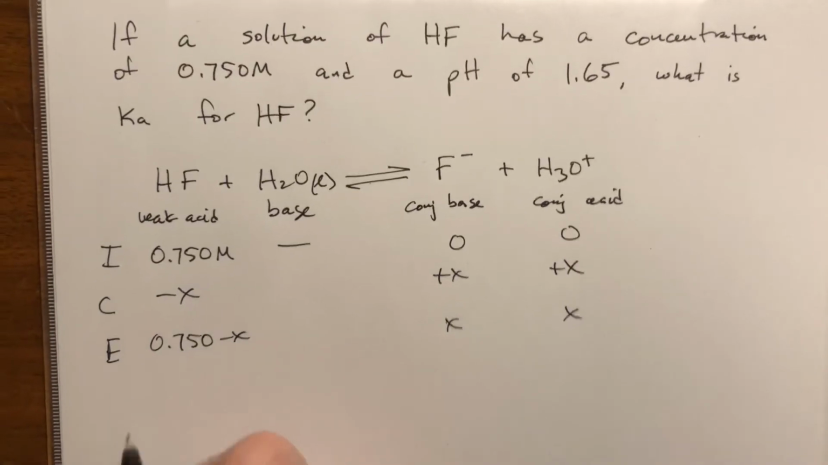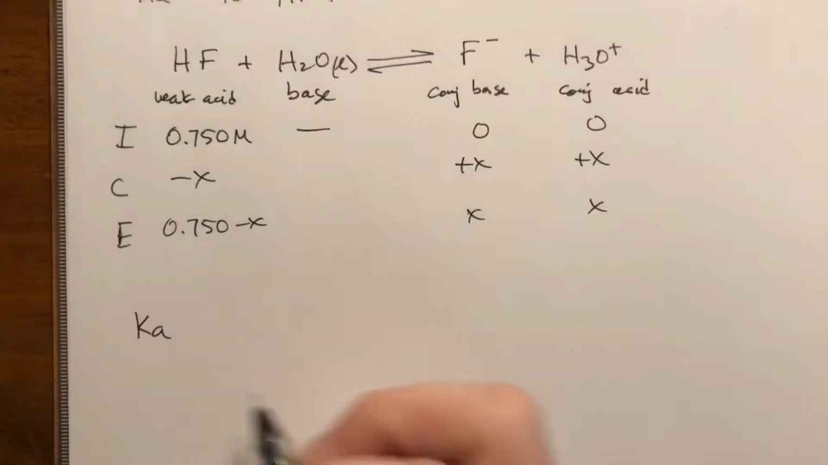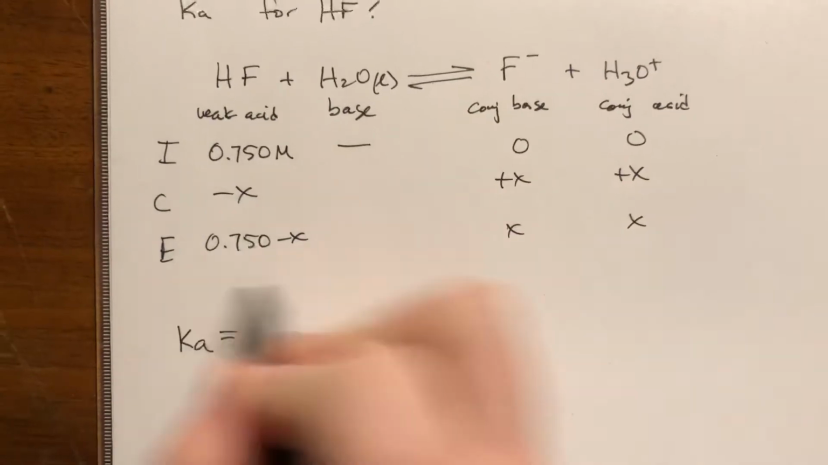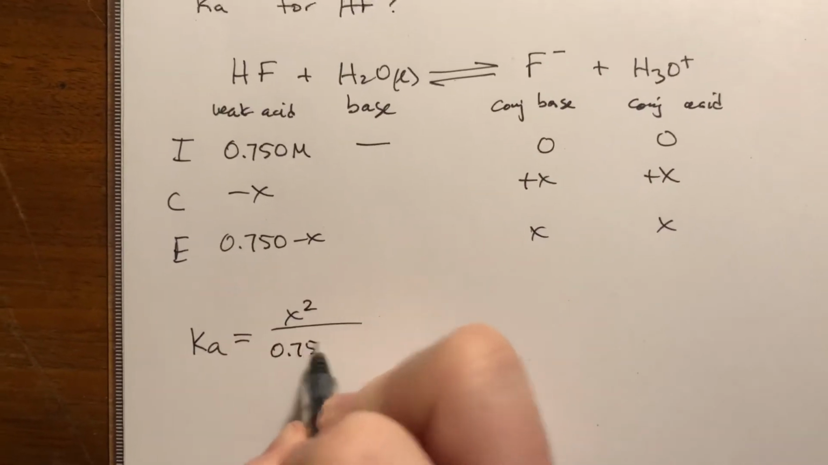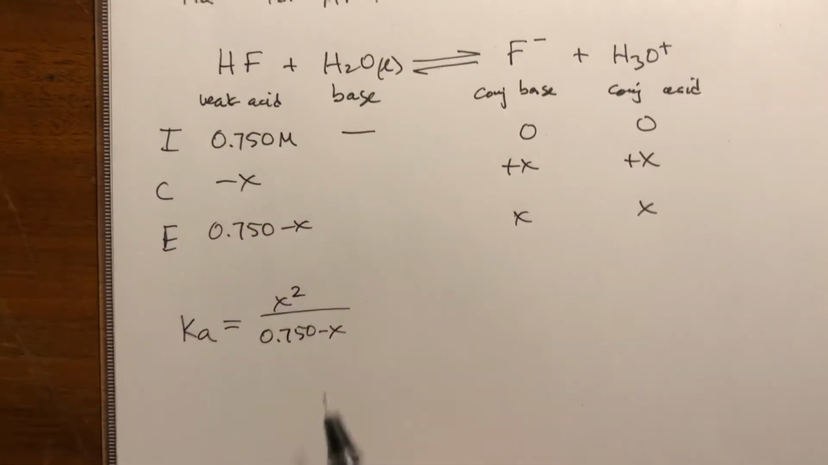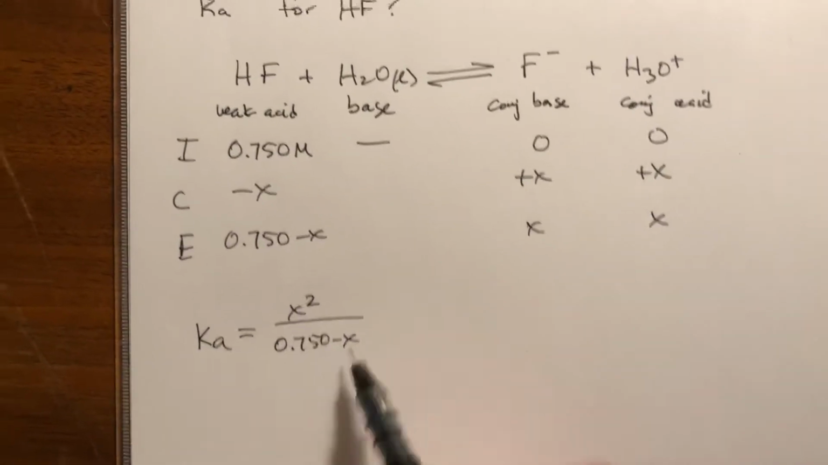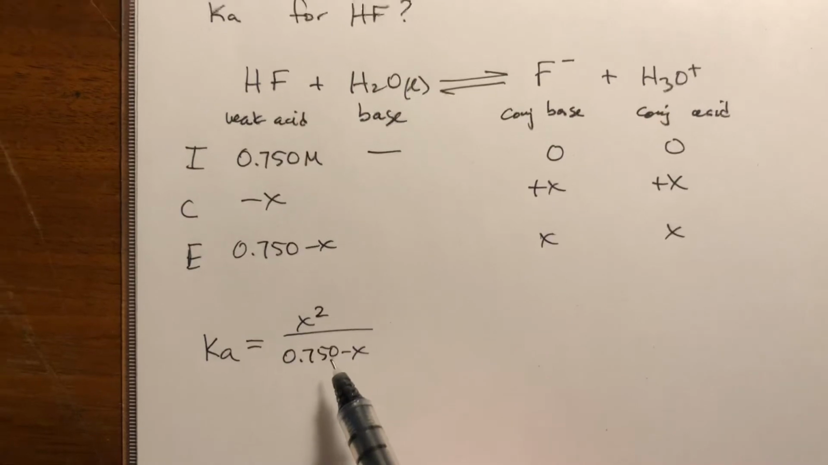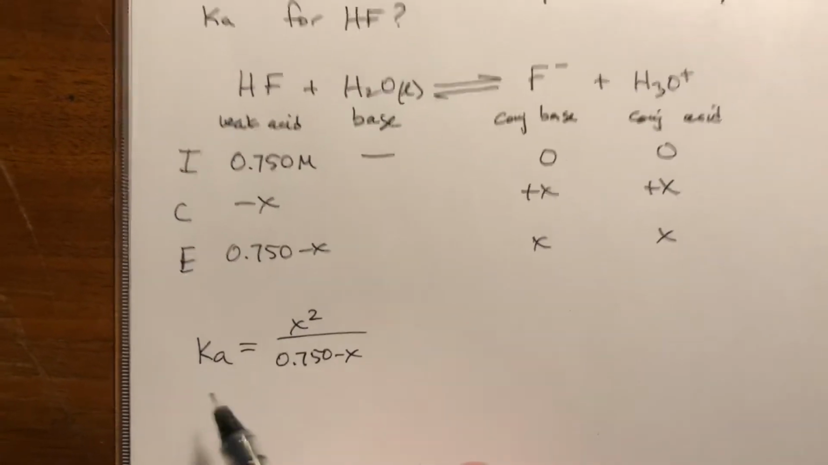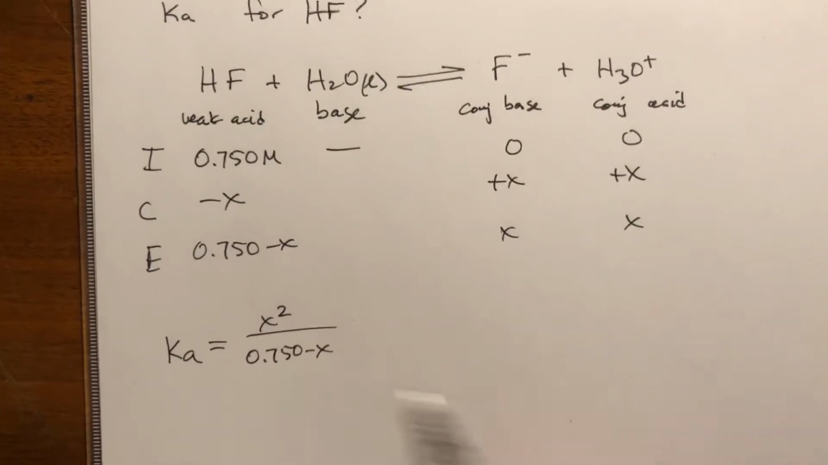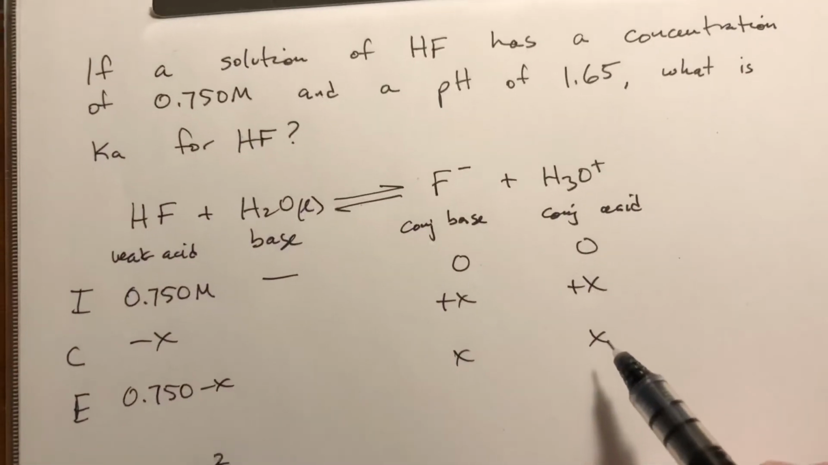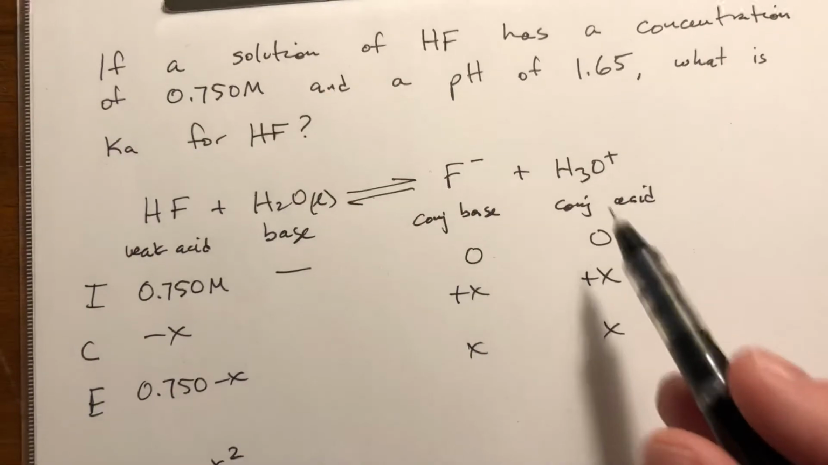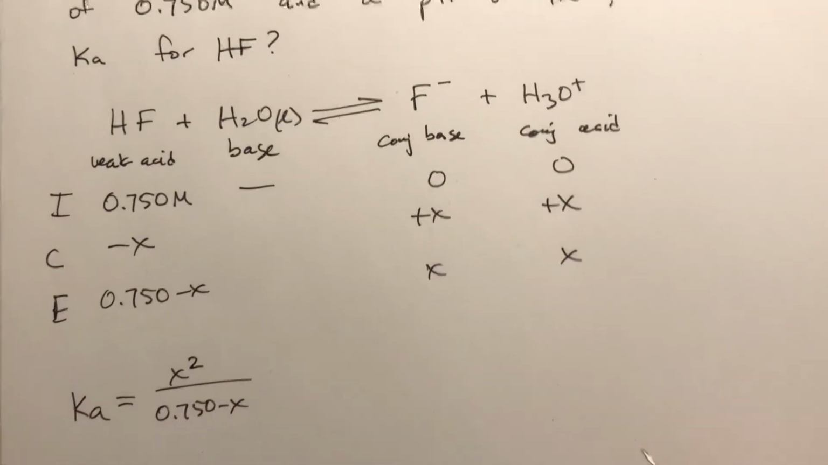So the Ka that we're solving for is products over reactants: x squared divided by 0.750 minus x. In previous problems we had Ka and needed to solve for x. This time we need to figure out x so that we can solve for Ka. But the beauty is, because we know the pH and it is related to the concentration of H3O plus, we can directly solve for x.